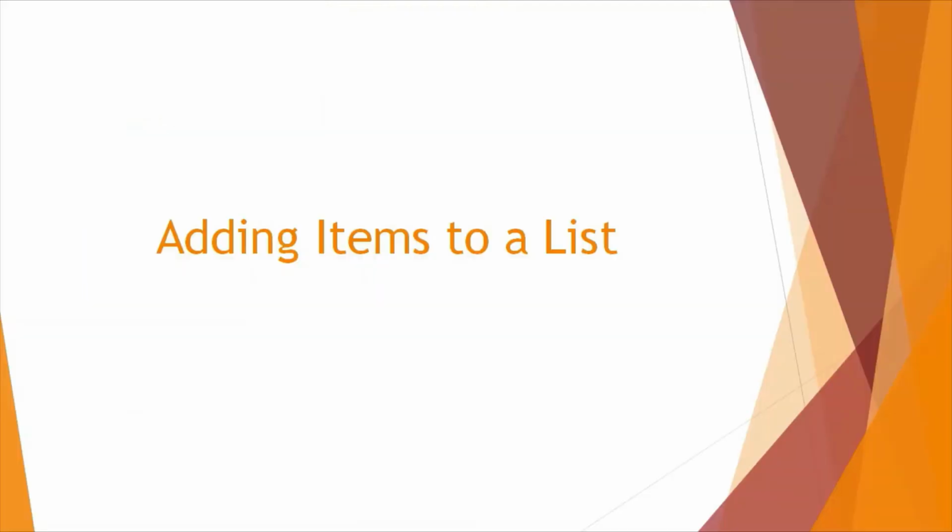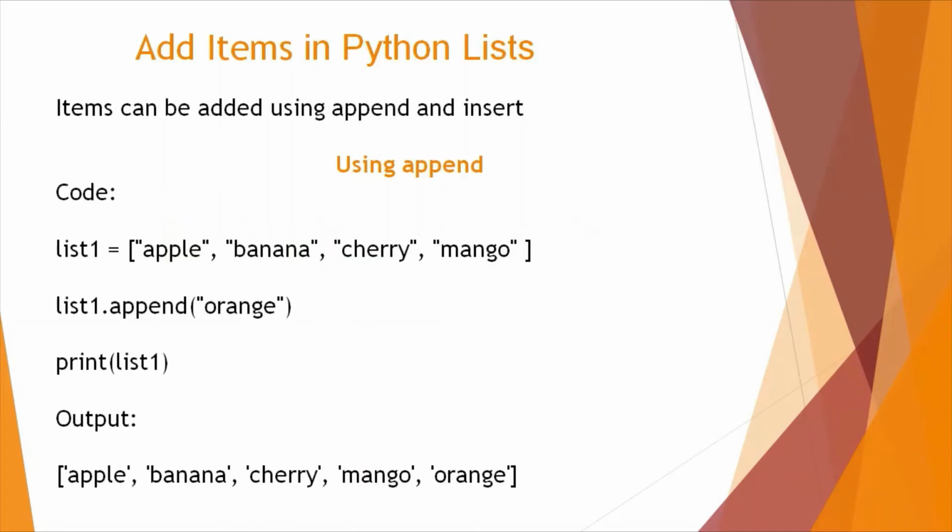So now let's have a look at adding items to a list. We can add items to a list using append and insert. Using append, we will say that list1 is equal to apple, banana, cherry, and mango, and we want to add an item to the end of the list. By default, you will say list1.append, let's say orange, and let's print this, and the output will be apple, banana, cherry, mango, and orange. So it will append this orange by default at the end of the list.